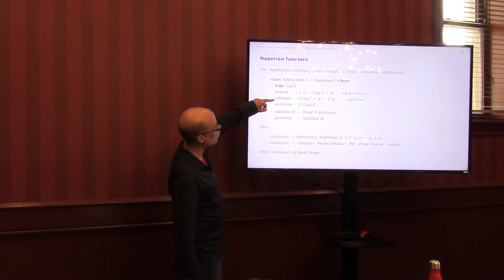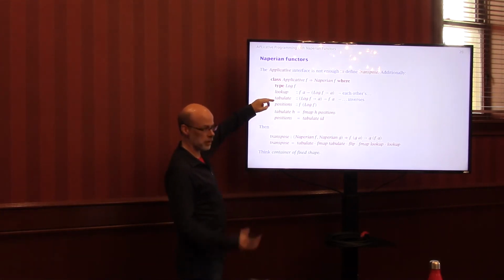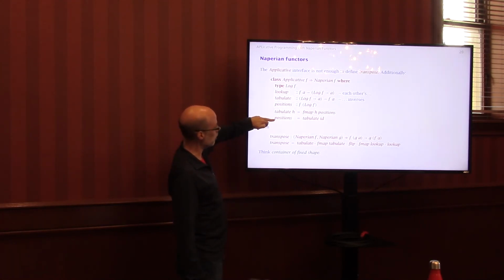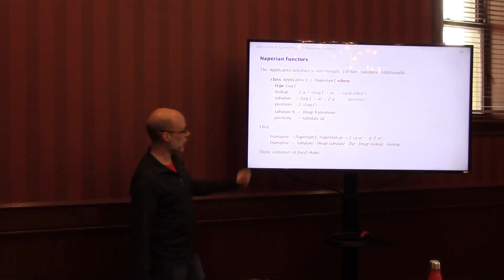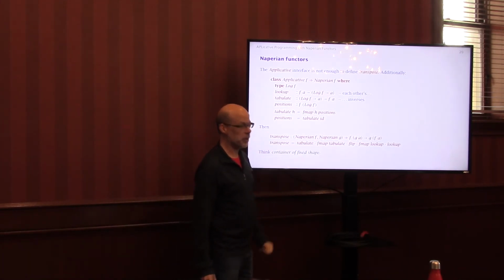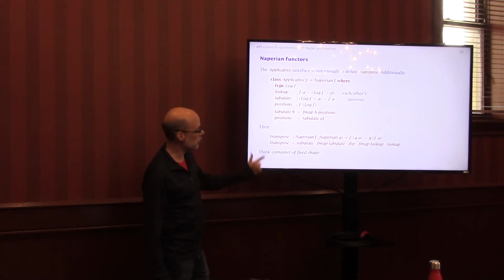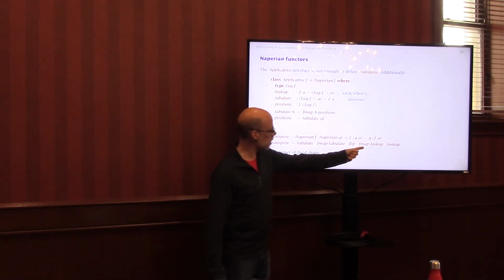As it happens, there are two ways you can specify one of these components. You could define this tabulate function, or you can define the position, if this is the iota kind of thing. In fact, for vectors, I define tabulation in terms of positions, but you can also define positions in terms of tabulation. So then, provided you've got two Naperians, f and g, you can define transposition. Transposition takes an f of g of a's to a g of f of a's, and it's the same kind of thing.